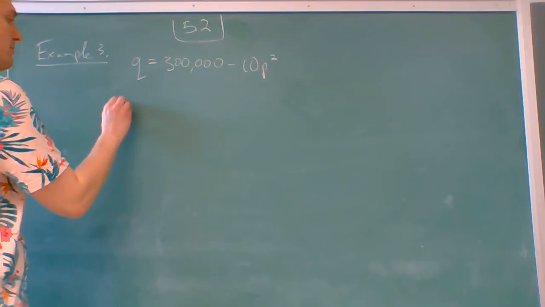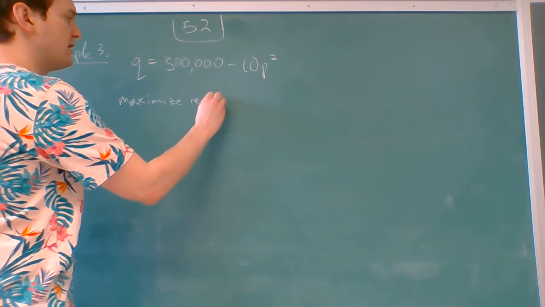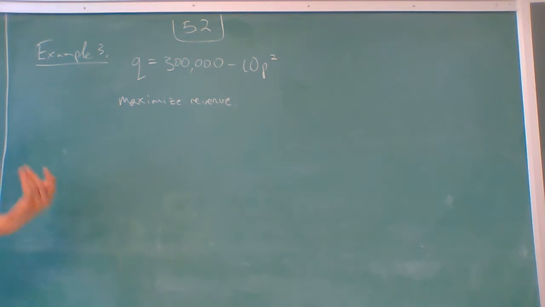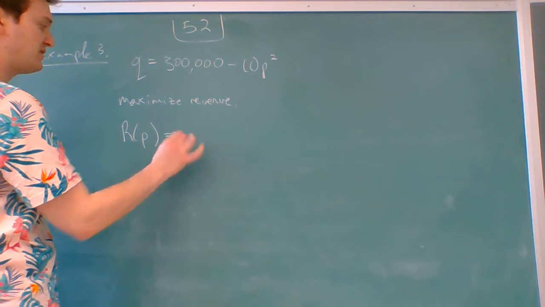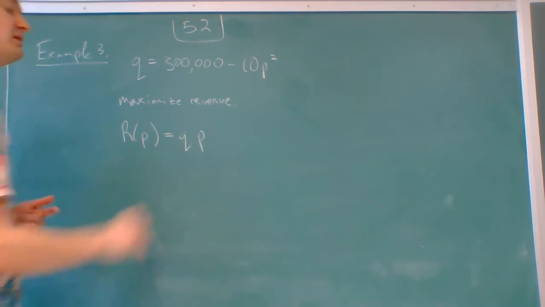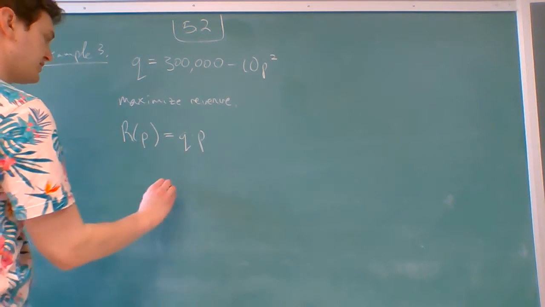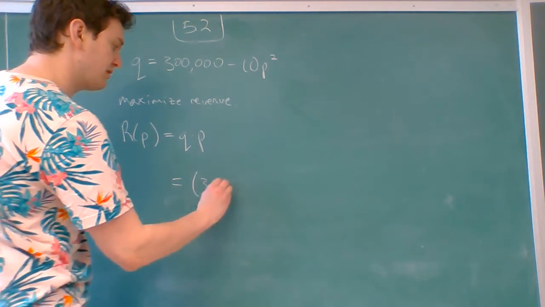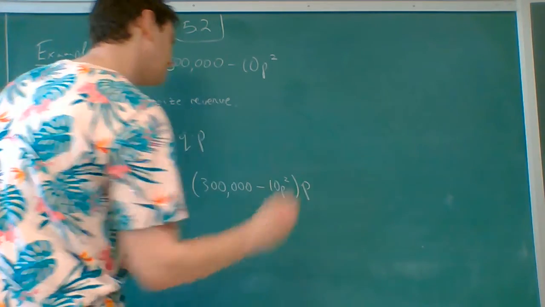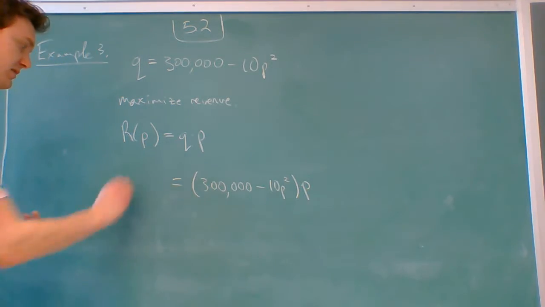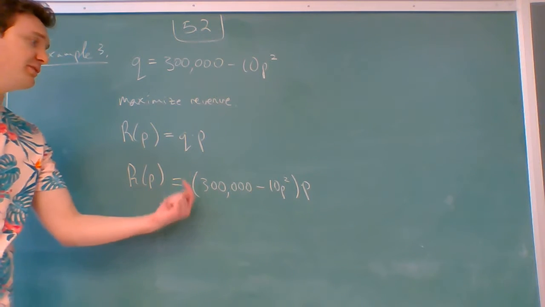We want to maximize revenue. Do we have the revenue function? We don't have it. But revenue as a function of price is equal to Q times P. We have Q, we're just going to tack a P onto this. So 300,000 minus 10P squared, times P. This is Q times P. That's what revenue is, and it is a function of the price.